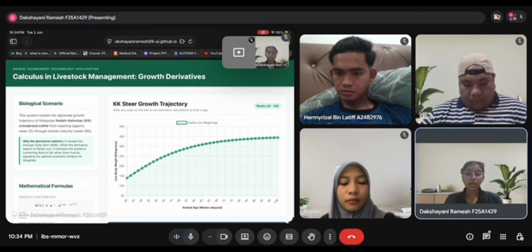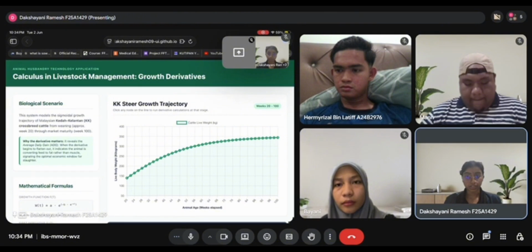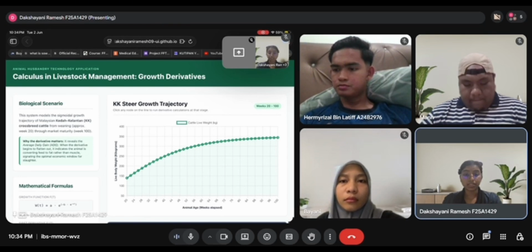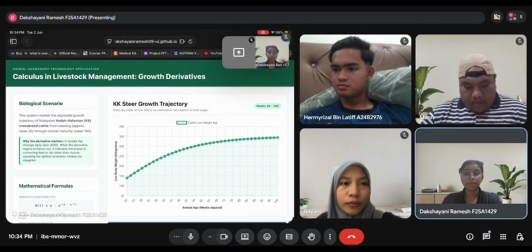F25A1429. And today I will be presenting my project entitled Calculus in Livestock Management: Growth Derivatives. This project demonstrates how calculus can be applied in animal husbandry to analyze the growth pattern of livestock and support better farm management decisions.